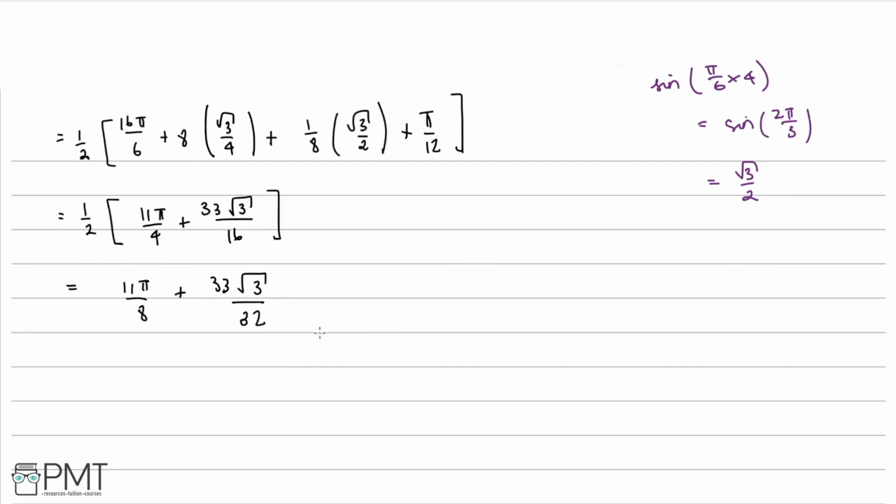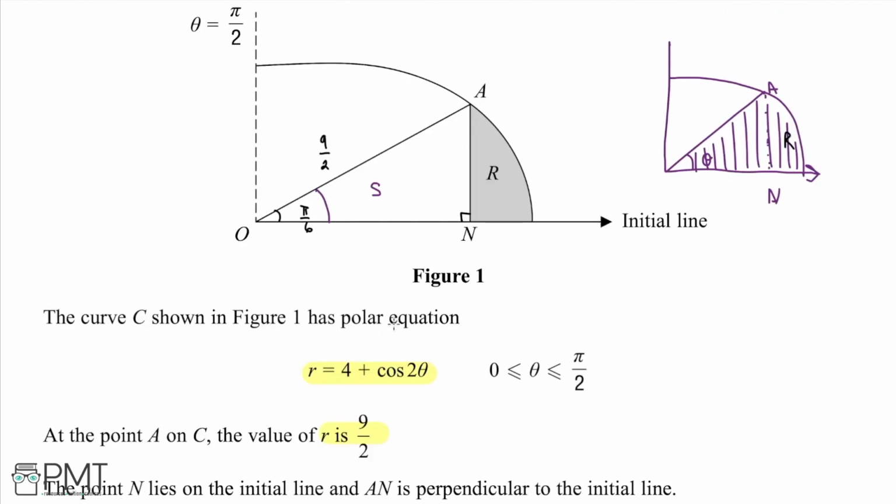Great, so now we know the area of S plus R under the polar curve between 0 and pi over 6. But now we need to get R by itself, and we do this by subtracting S from S plus R. So how do you find the area of S?